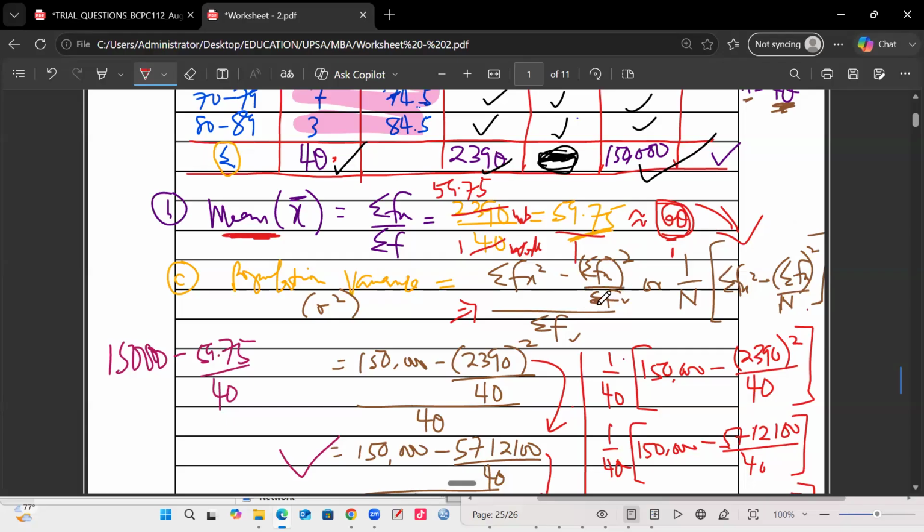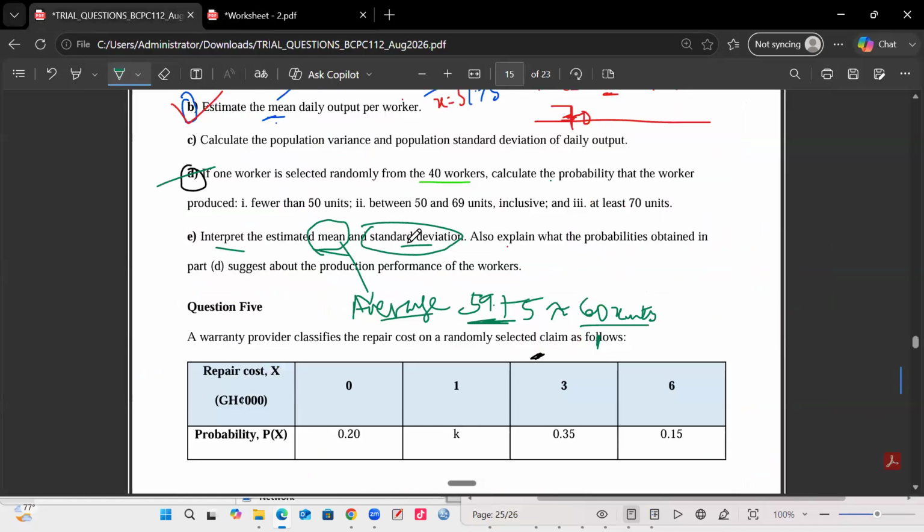Are you getting it? Yes. So write your grammar down. I'm done with the mean. Now let's go to the standard deviation.